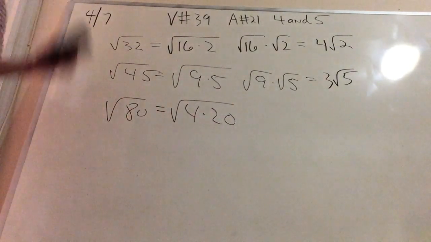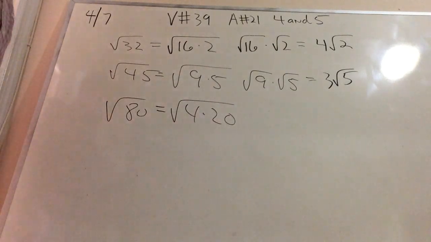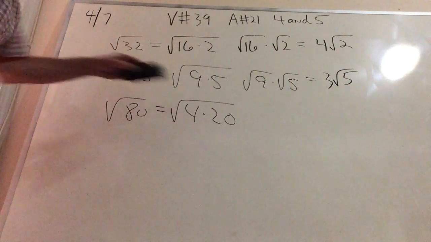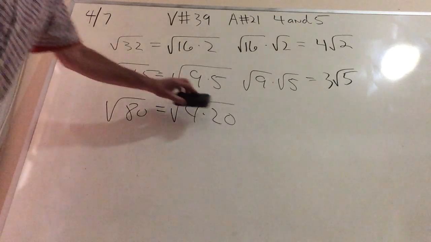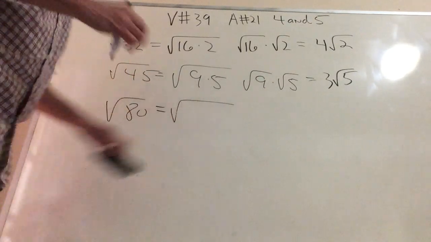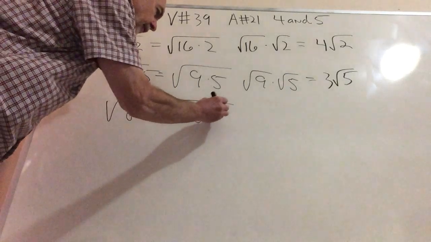4 times 20. Doesn't 4 times 20 equal 80? Well, it does. And isn't 4 a perfect square? It is. But this doesn't work. This is not the proper simplification of 80. What other number goes into 80? Oh my God. If you think about it, it's 16 times 5.